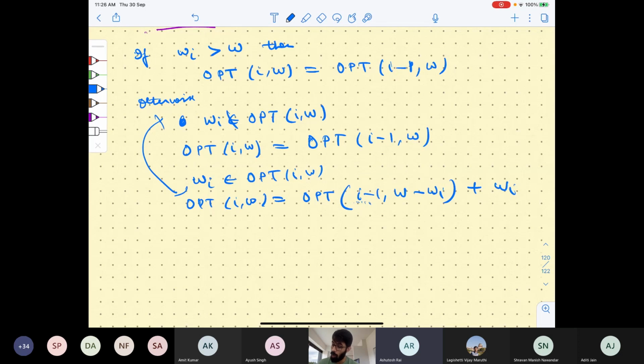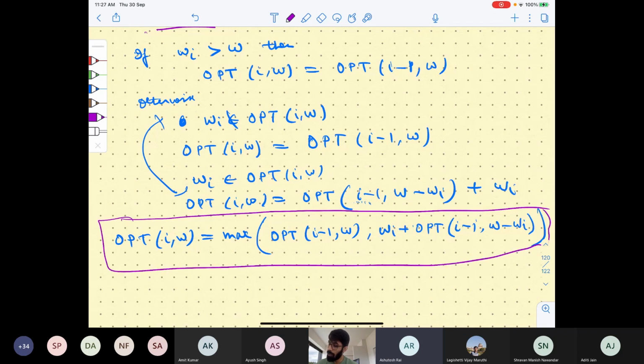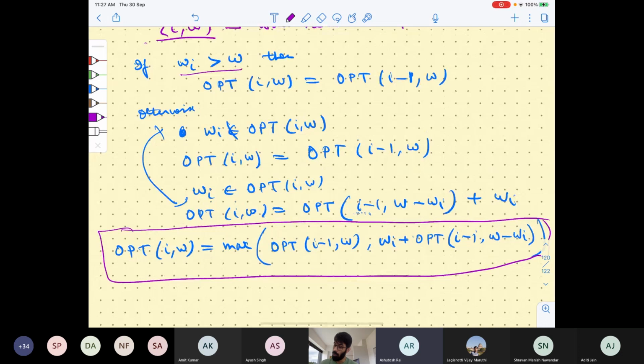These two are exhaustive cases, so now we can write the recurrence for opt of i comma W by combining them: just take the max of these two quantities. So opt of i comma W is the max of opt of i minus 1 comma W, and wi plus opt of i minus 1 comma W minus wi. This is the recurrence we get if wi is not greater than W.